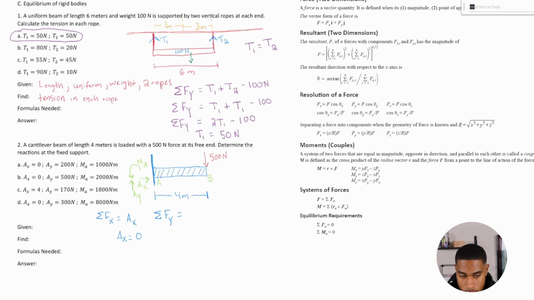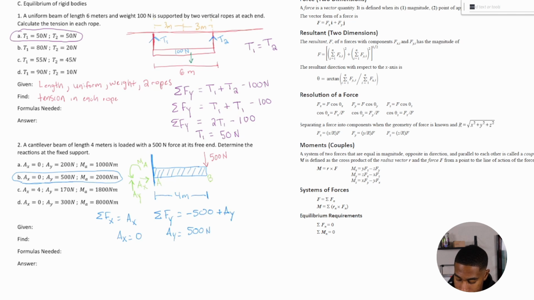All right, so we got negative 500 newtons coming down, and then plus AY. So AY is 500 newtons. All right, let's look at the moment about A. From this, you don't want to waste any more time. If you see answers where AX is equal to 0 and AY is equal to 500 newtons, none of the other answers have that. So I know that if I did this problem right, my answer should be B.